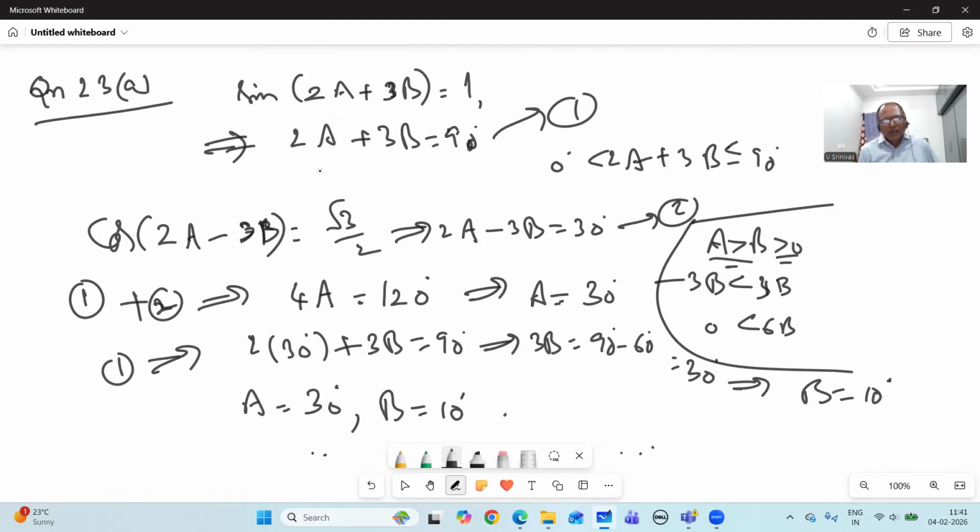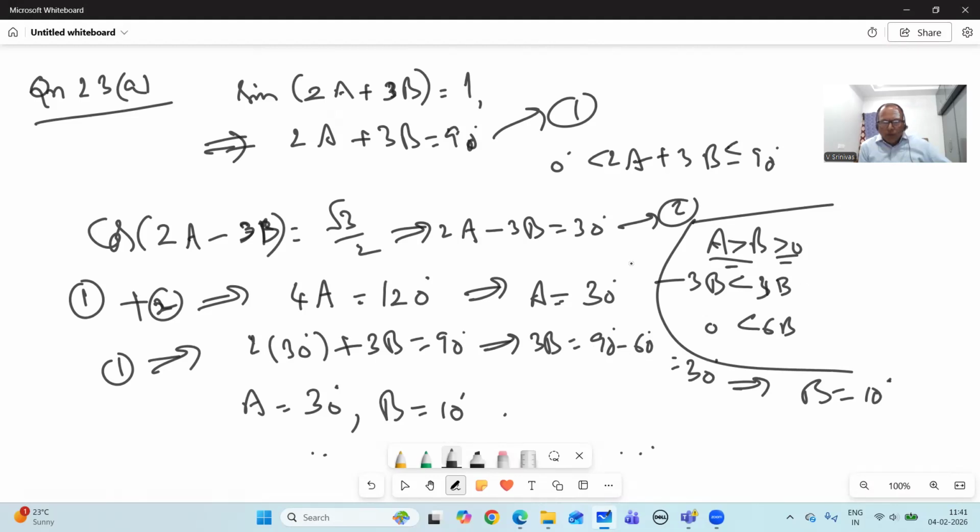I have added it in the first equation. So 2 into capital A is 30, plus 3b is equal to 90 degrees. 2 into 30 is 60. Take it to the other side. 3b is equal to 90 plus 60, which becomes 90 minus 60 when it goes to the other side. 90 minus 60 is 30 degrees. So 3b is 30 degrees. 3 cancels in 30, 10 times. So b is 10 degrees.